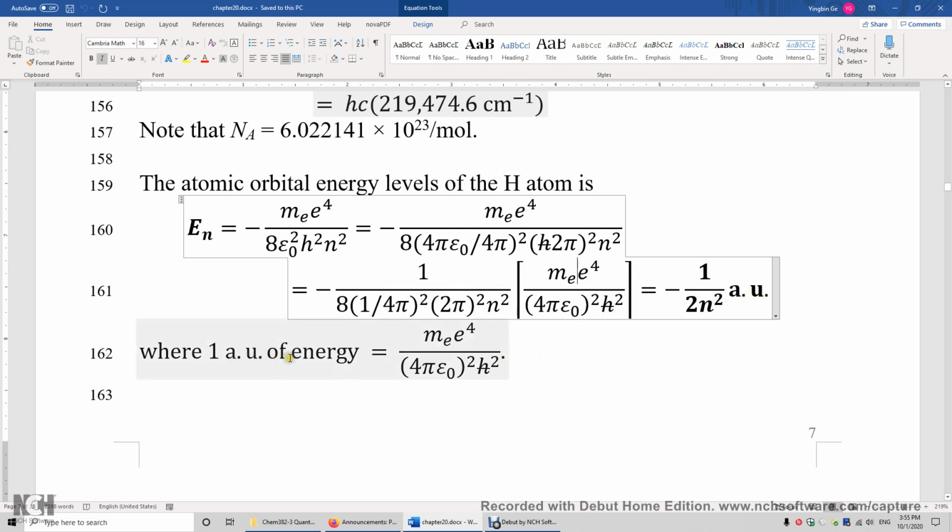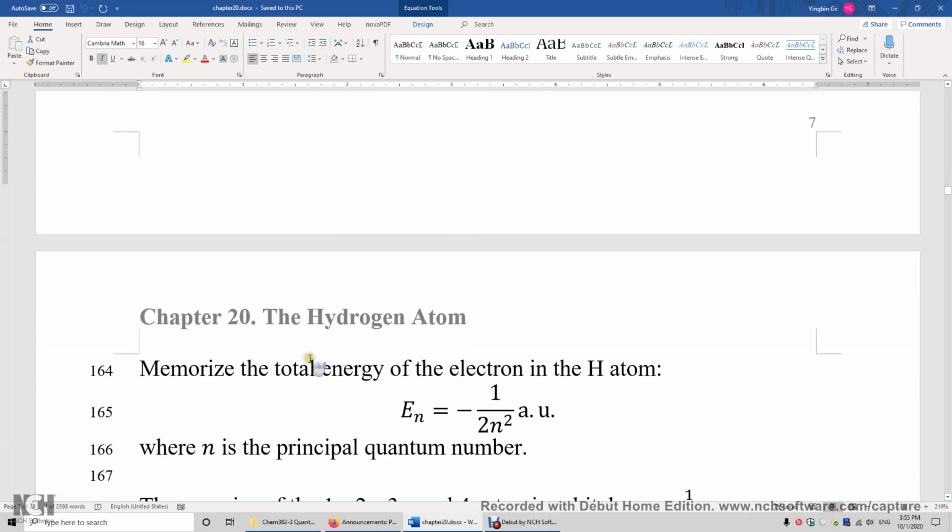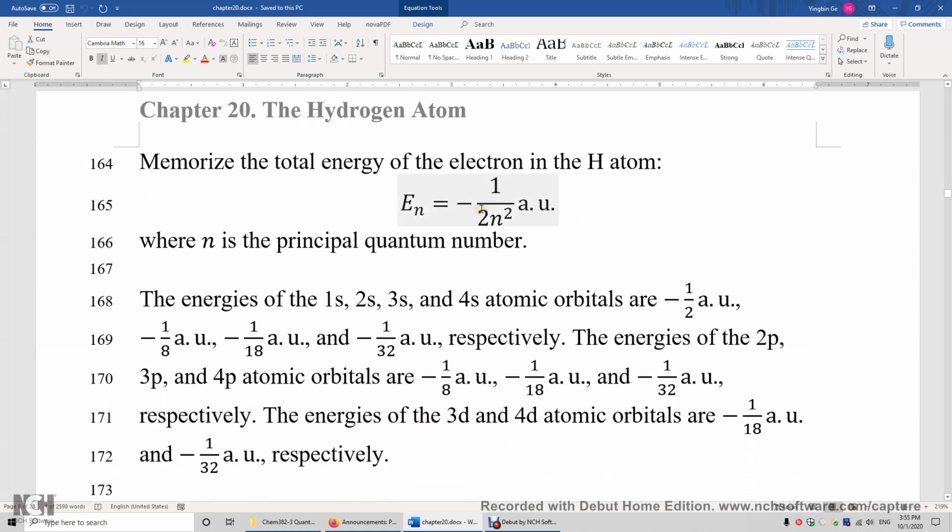So 1 atomic unit of energy is this. Again, this is just 1, because m_e is 1, the charge of the electron is 1, 4 pi epsilon 0 is 1, and h bar is 1. So I want you to be able to memorize this equation. This is very simple: negative 1 over 2n squared. That gives you the atomic orbital energy.